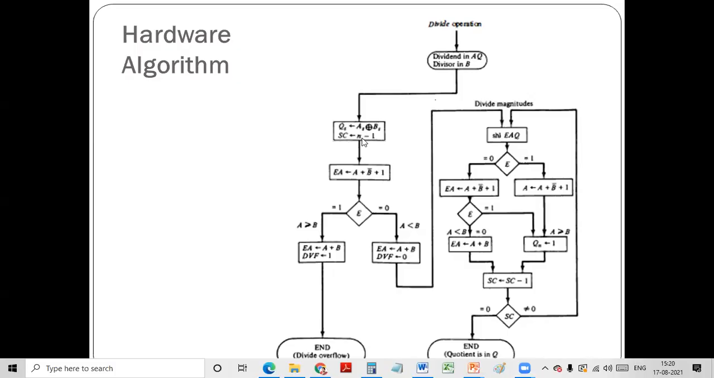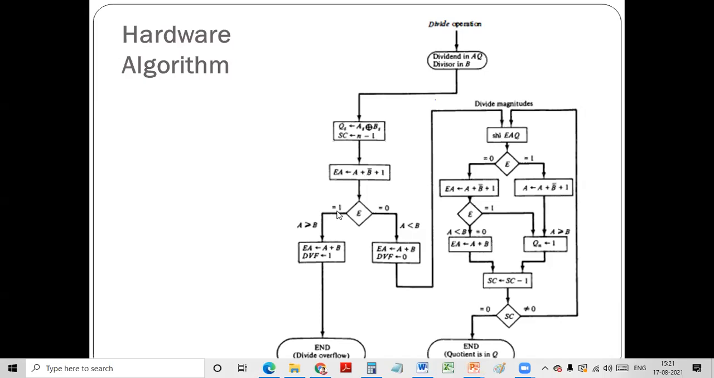And your sequence counter is n minus 1, because the total number of bits including the sign bit is n. So the number of magnitude bits is n minus 1. So SC is n minus 1. Initially, I'll perform the subtraction A minus B by considering the first 5 bits.